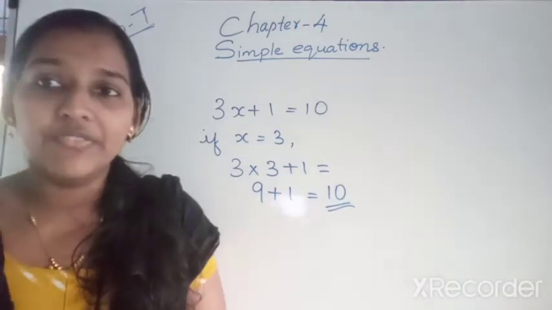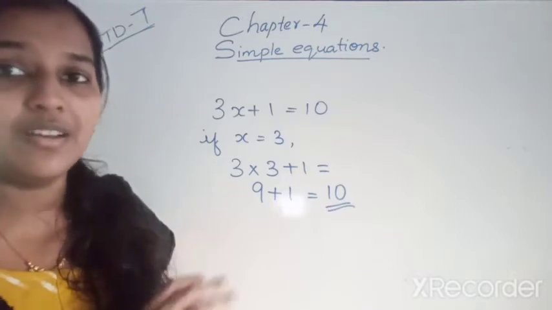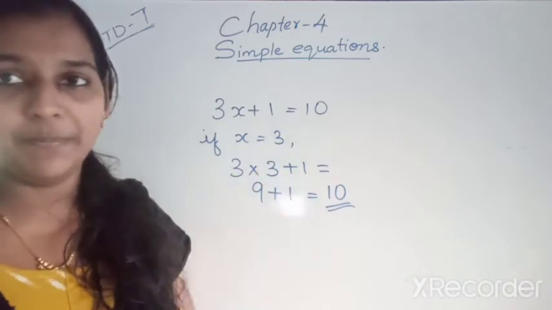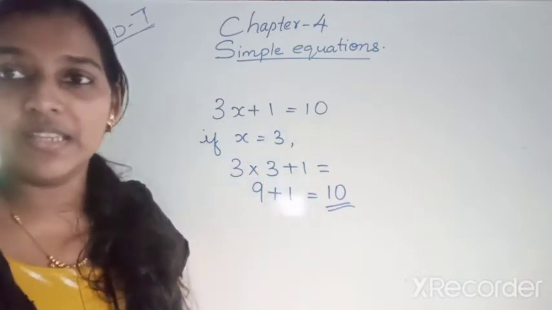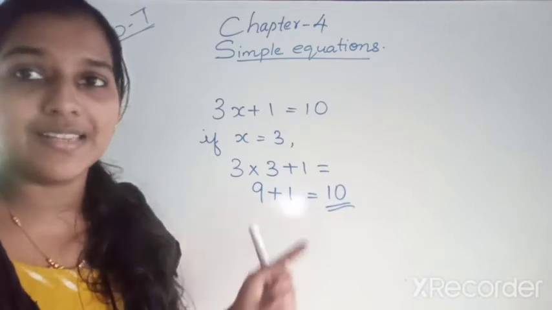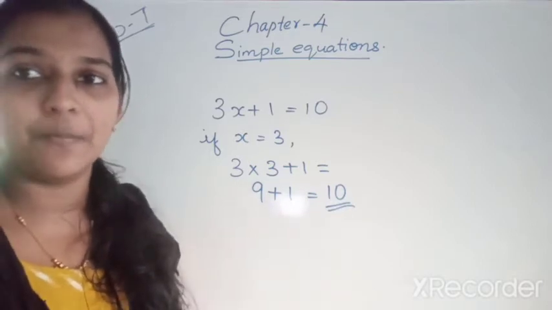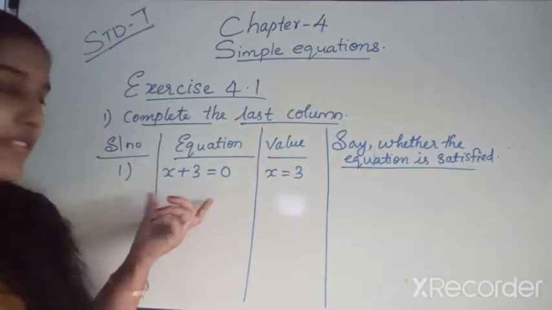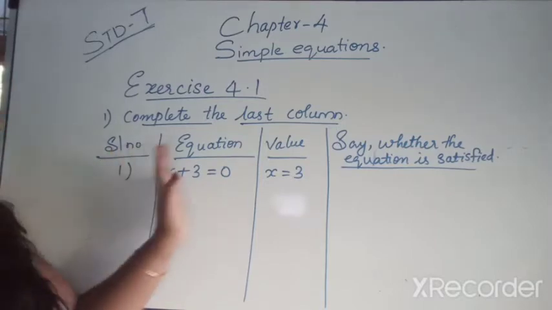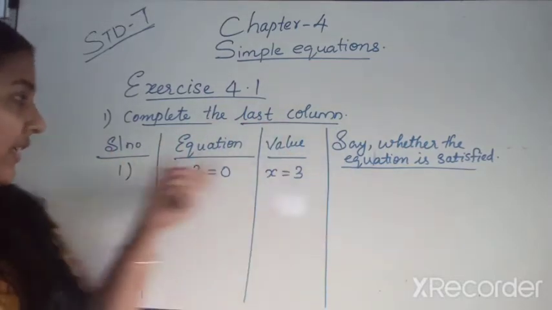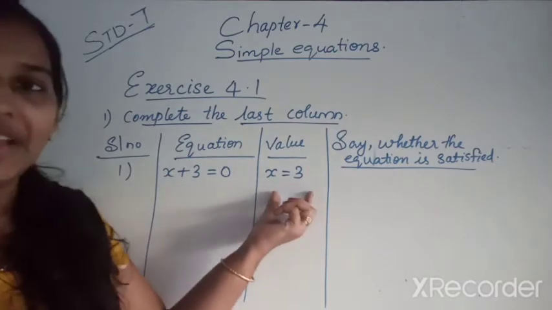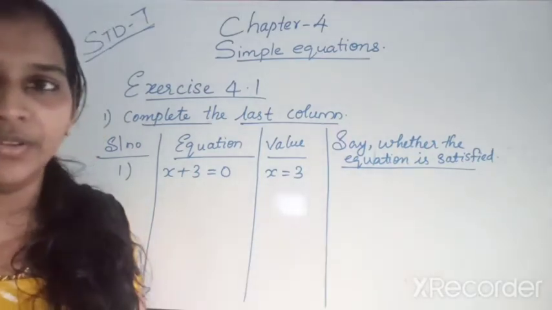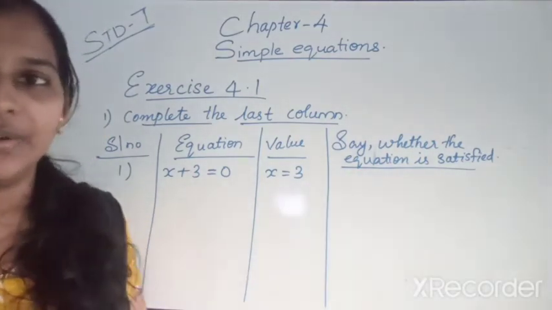Today we are discussing a question based on putting the value of a variable. The question in our exercise, exercise 4.1, the first question, we will discuss now. Children, look, this is the first question in exercise 4.1. Complete the last column. The equation and the value are given, so you have to say whether the equation is satisfied or not, yes or no.